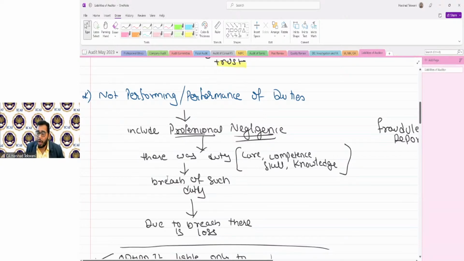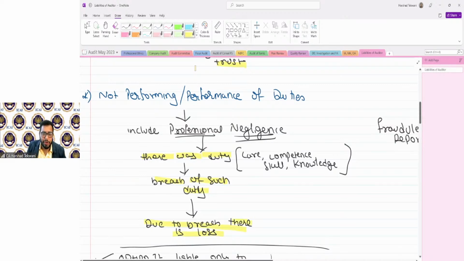The second type of negligence is occurrence of breach. So there is a breach of duty. Third is loss or damages being suffered by the party to whom I was supposed to be liable, or for whom I was supposed to fulfill the duties. So first there was a duty. Second, there was a breach of the duty. Then there is a loss. Clear? Any doubt till now? So when I say negligence, it's with three elements: there was a duty, there was a breach of such duty, and due to the breach there is a loss.